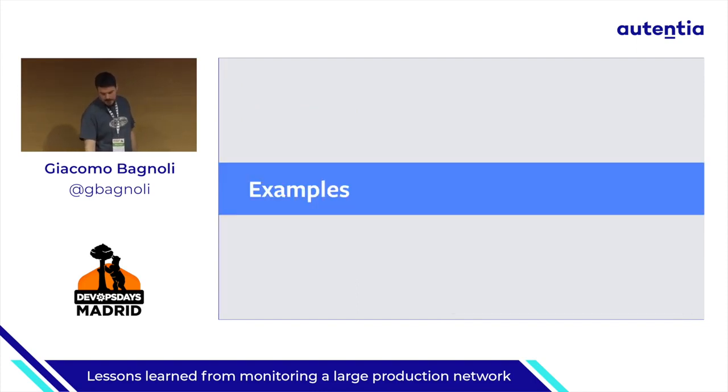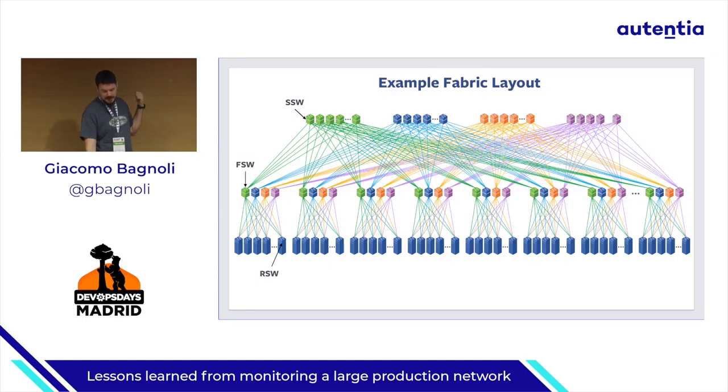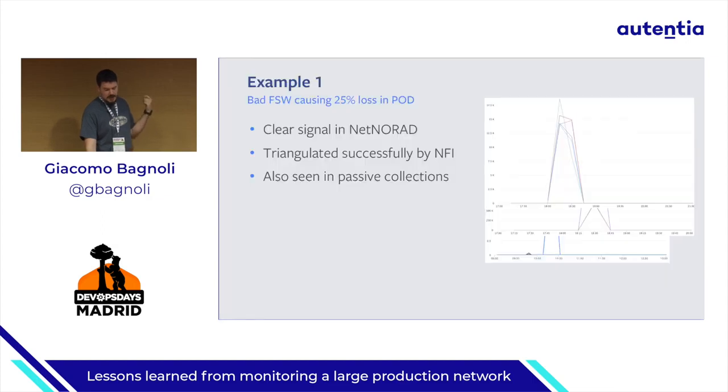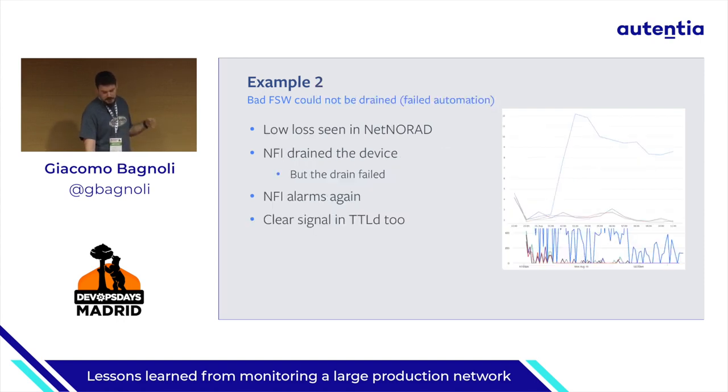A few examples. This is another kind of simplified version. NetNorad sees some loss, NFI triangulates to the device. Also, we see that in passive collection later on. And you see the drops stop because NFI remediated the problem. This is the same problem, but an engineer sees increased loss in NetNorad for a few hours, figures out what is happening, does some digging, goes to NFI. NFI is actually standing out one single device.